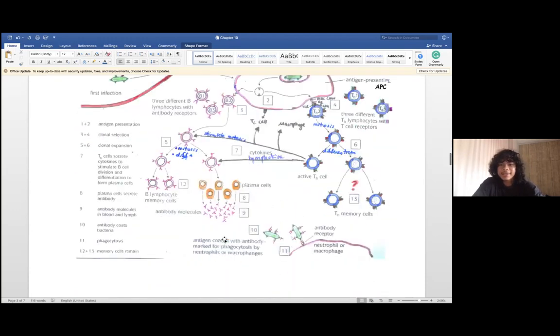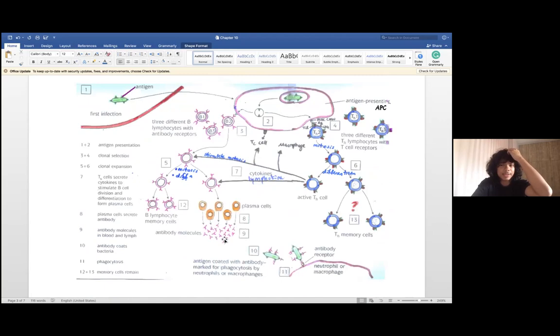So over here, I thought I'd just explain or recap. Over here, you can see the APC. Once the T helper cell binds to the APC, it undergoes mitosis, and then it differentiates into active T helper cells and T helper memory cells.